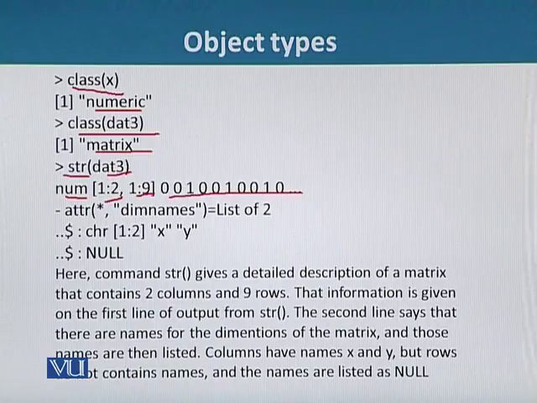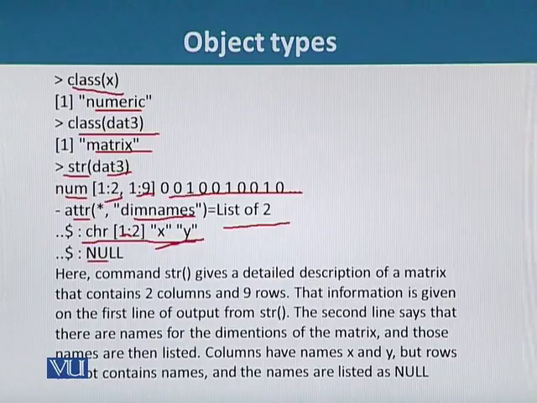Here is the description. This is the attribute, and in the commas we have to write the dimension names of the matrix, and that is a list of 2, which means we have 2 columns, x and y. These are written as chr 1:2 x and y because these are 2 columns, and NULL means there are no row names. So if we explain this in a few lines, the str command gives a detailed description of a matrix that contains 2 columns and 9 rows.